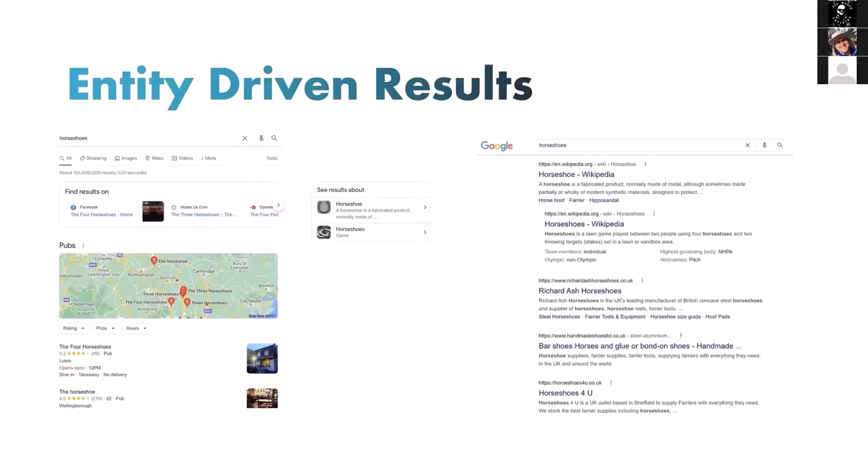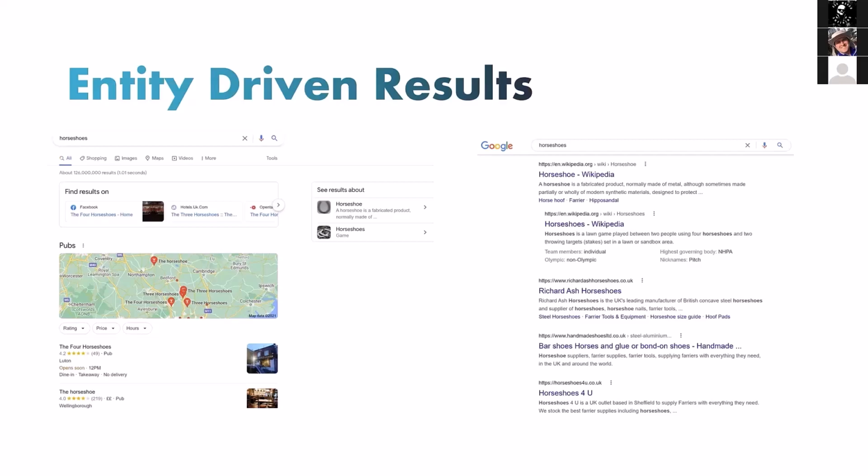So these are the results that come back. On the left-hand side, we see very real entities around properties. We see the 4 horseshoes and the Horseshoe pub. Pubs are obviously a big thing in my world. You can also see entities on the left-hand side as well. The horseshoe is a fabricated product, made normally of metal, so basically a horseshoe, and then horseshoes the game. And then on the right-hand side, we're seeing really the core index here.